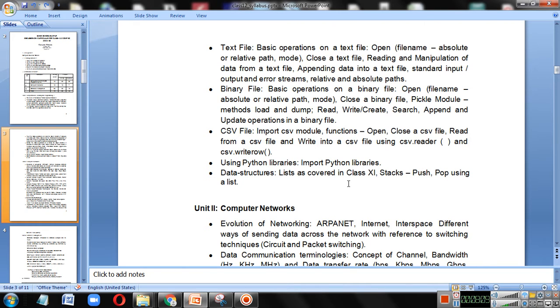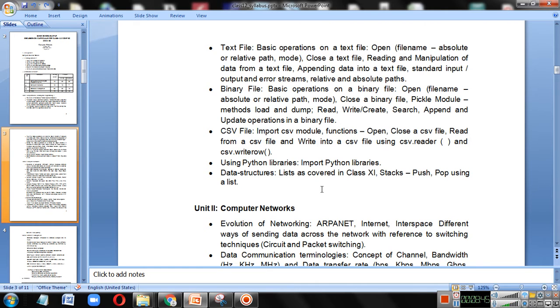And then, as I said, the data structures, the list as covered in class 11. In the 11th class we have studied the list. List is a sequence, isn't it? The string, list as well as tuple are sequences that we have studied in class 11th. Same thing we will continue here, list as covered in class 11th basically. And then, as I told you, out of stack and queue, one data structure we have is a stack, and the operations on that stack are push and pop using the list.